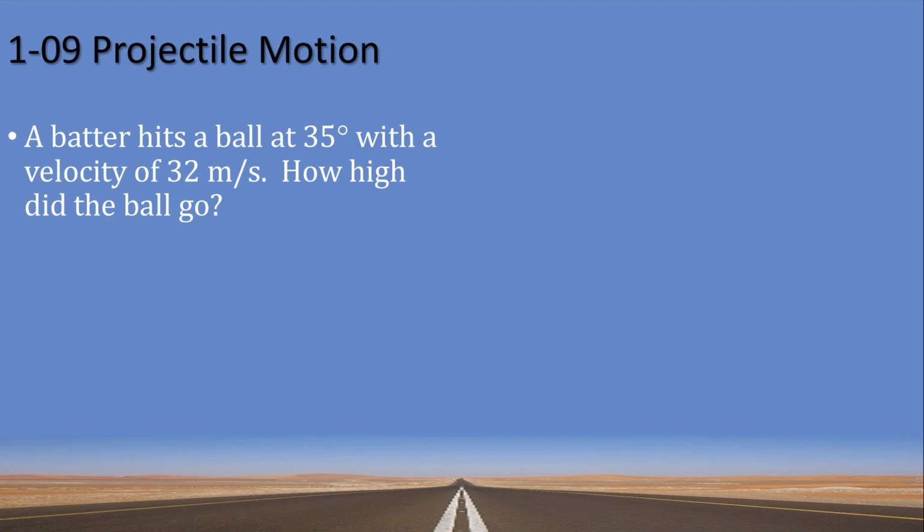Let's say a batter hits a ball at 35 degrees with a velocity of 32 meters per second. How high did the ball go? Well, in the x and the y, so here's the ball, we hit it that way, 35 degrees at 32 meters per second.